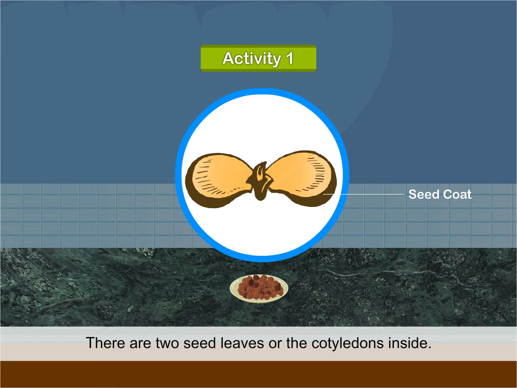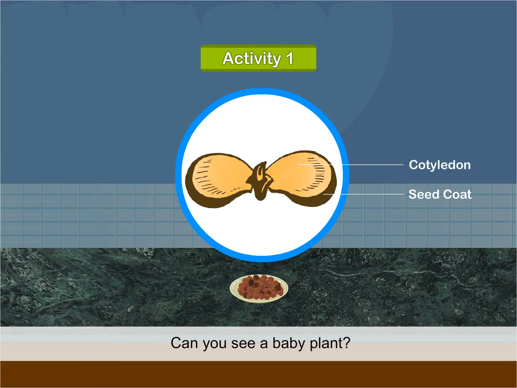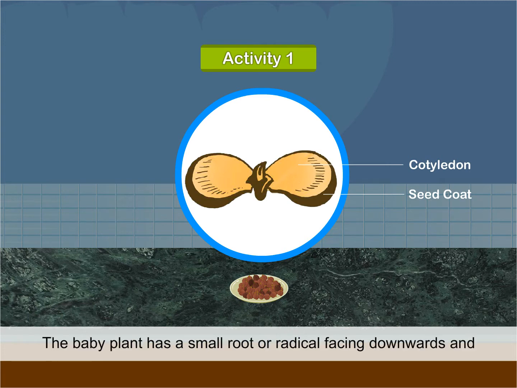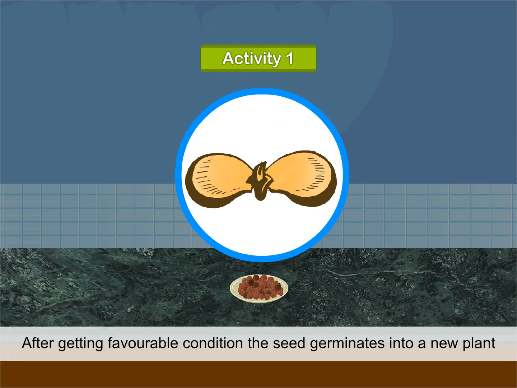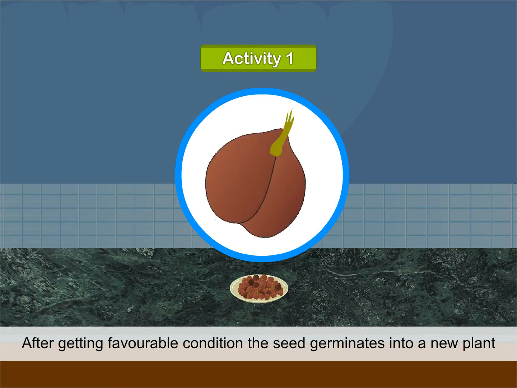There are 2 seed leaves or the cotyledons inside. Can you see a baby plant? The baby plant has a small root or radicle facing downwards and shoot or plumule facing upwards. After getting favorable conditions, the seed germinates into a new plant.